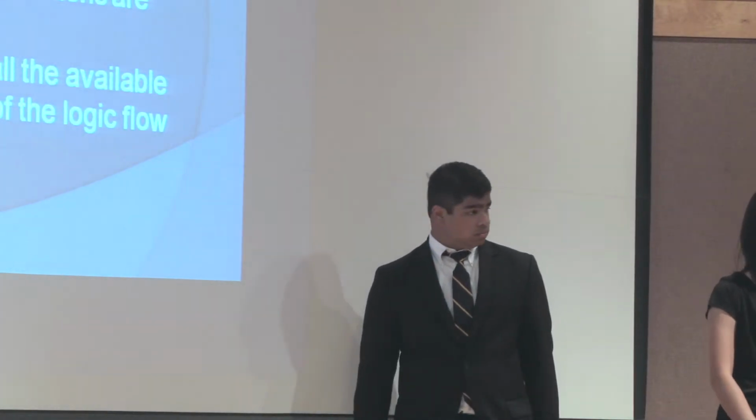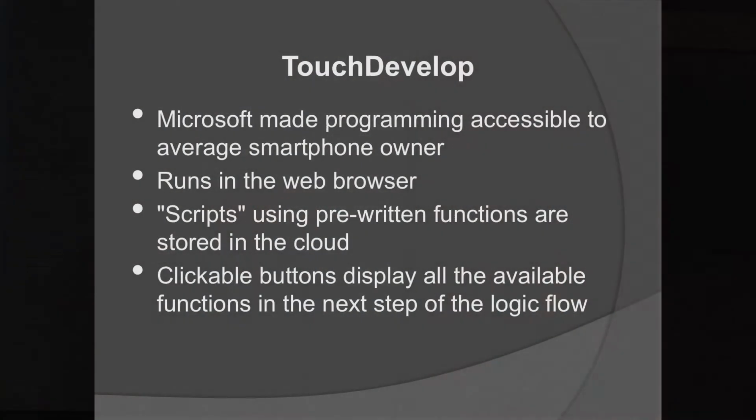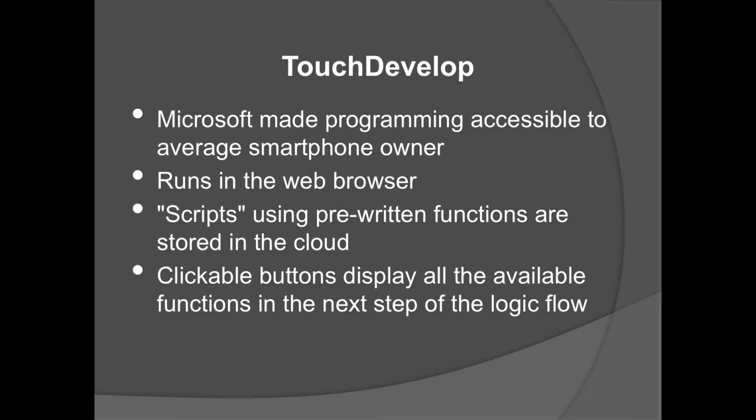So for our web application, we use something called TouchDevelop. This is developed by Microsoft, and it attempts to make programming accessible to the average smartphone user. So using these pre-programmed functions that are available as clickable buttons in the main development window, it can transfer the task of developing an app from computer to smartphone. So TouchDevelop runs right in your browser, and after your code is done, you can store it as a script, which is stored in the cloud, and you can access it using a Google, Microsoft, or Facebook account.